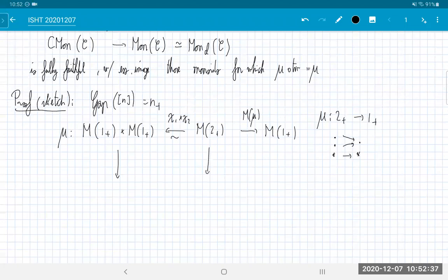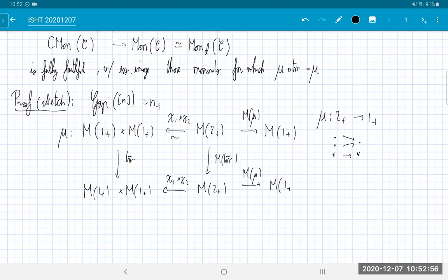And now the point is that here you have a m of twist, m of one plus times m of one plus. You can write a neat commutative diagram like this. And this is the mu again. And so this is telling you that mu of the twist.